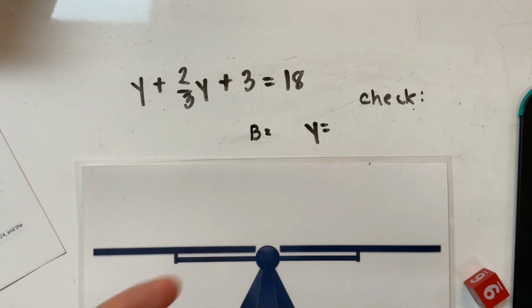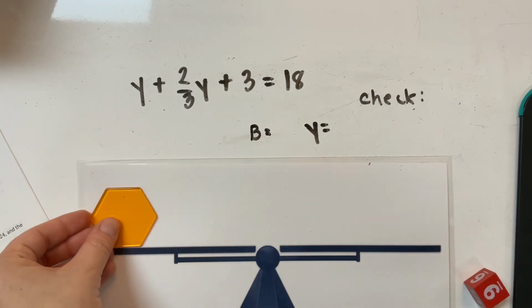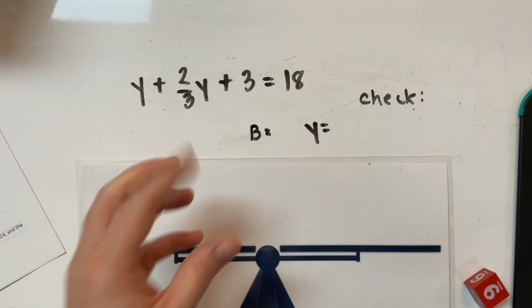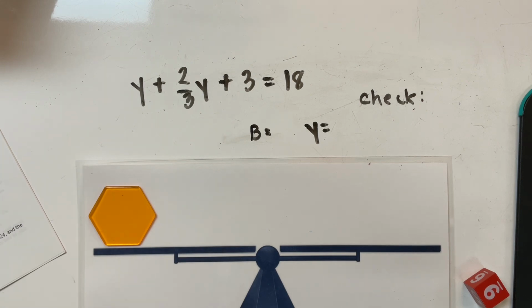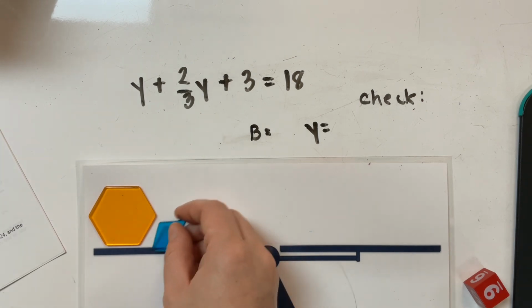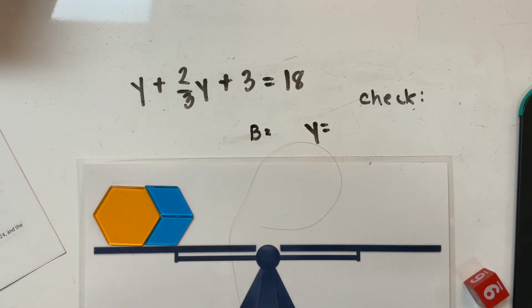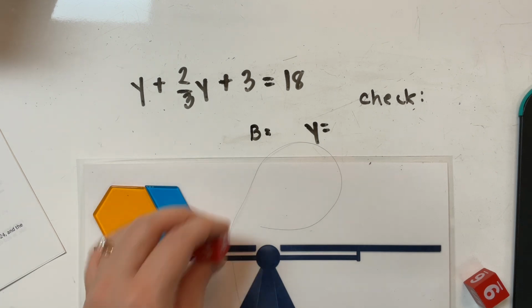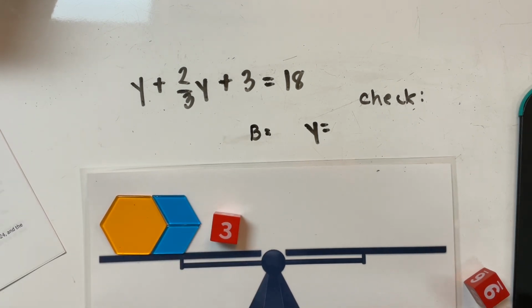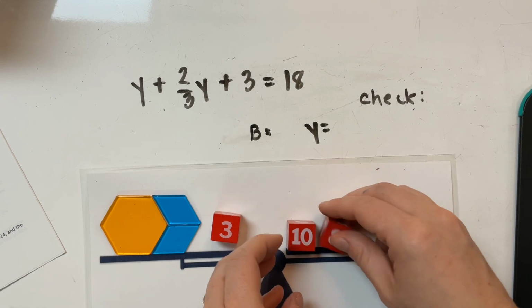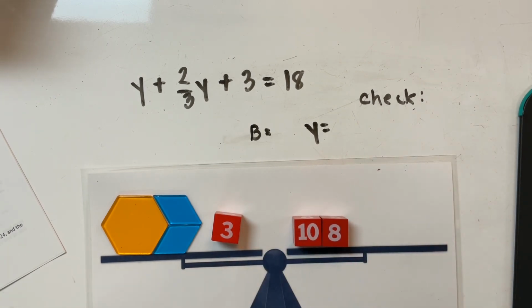We know that y is our yellow piece, so let's build that. We know that 2/3 y means we're talking about the thirds, which is the blues, and I have 2 of them. So I'm going to have this guy. And then 3 means I'm going to have my 3 cube. And then 18 means I'm going to have 10 and 8. So when you're looking at this, we'd first do our legal move.